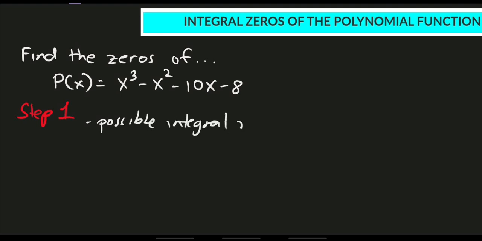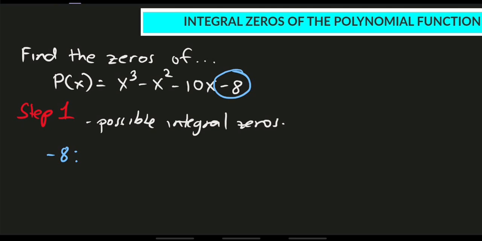Again, we need to list all of the possible integral zeros. That means to solve for the possible integral zeros, we simply need to list down all of the divisors or factors of our constant. For this problem, we have this given constant as negative 8. That means we simply need to list down its possible factors or divisors. Right? So let's try to list them.